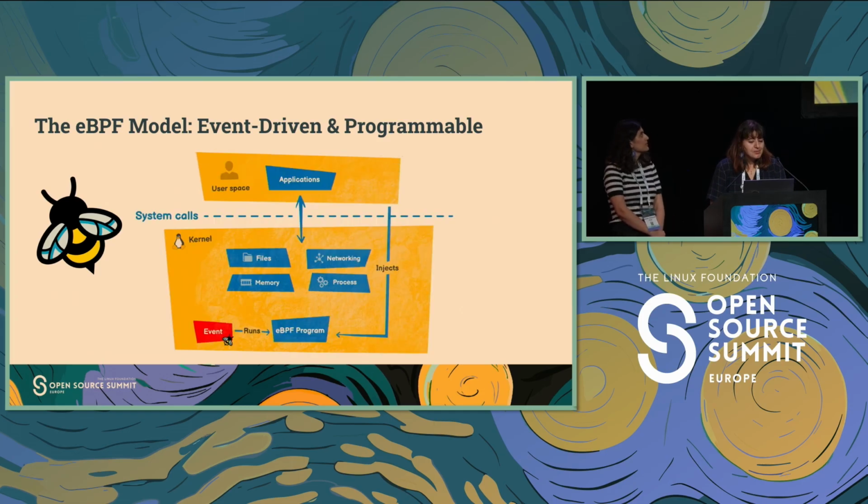So how does eBPF break this sacred boundary safely? It actually uses an event-driven architecture. It all starts with an event. This is anything that happens in the kernel that we want to observe. This could be a system call being made, a network packet arriving, or a specific kernel function being executed, and we choose which event we want to hook into.